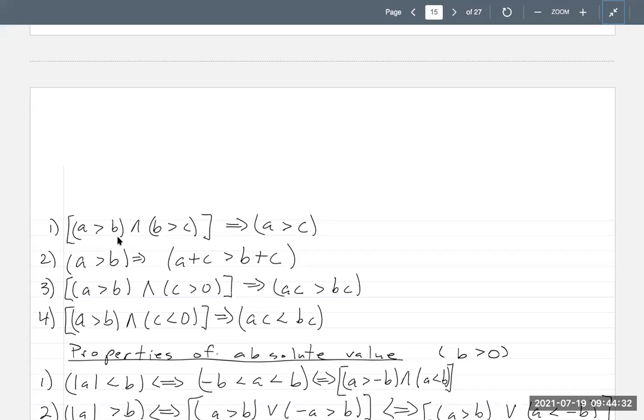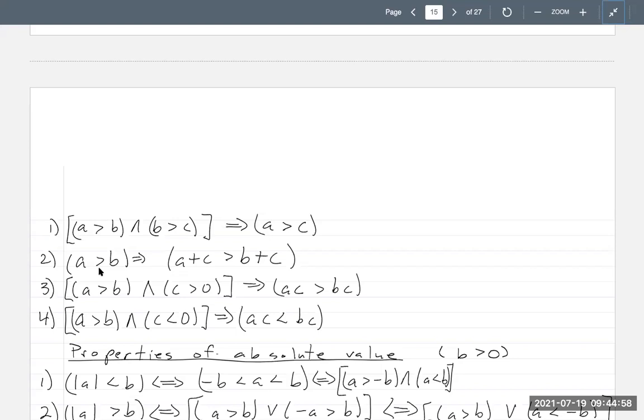But it's not true for not equal. A not equal to B and B not equal to C doesn't imply that A is not equal to C. That's not a true statement. So it only holds for greater than, less than, greater than or equal to, and less than or equal to. Those inequality symbols are transitive.